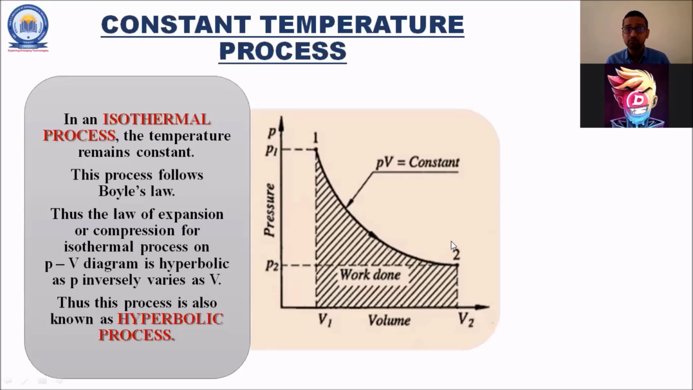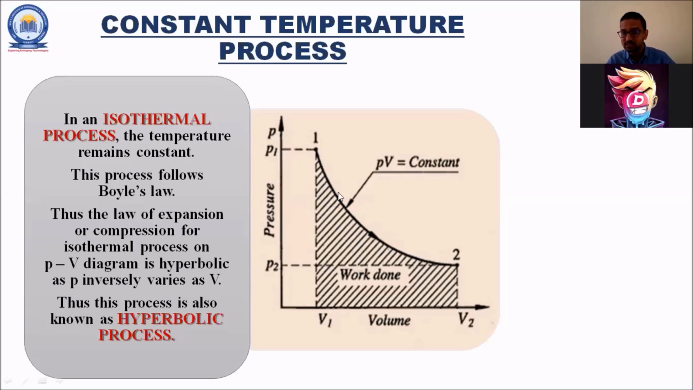So constant temperature process, the another name, that is the isothermal process. And from the name only we can understand that in this process the temperature of the gas will remain constant. Since the temperature of the gas remains constant, we can easily apply Boyle's law, because in Boyle's law also we are taking the temperature parameter to be constant. So for the isothermal process or the constant temperature process, the law of expansion or compression on the PV diagram is a hyperbolic curve.